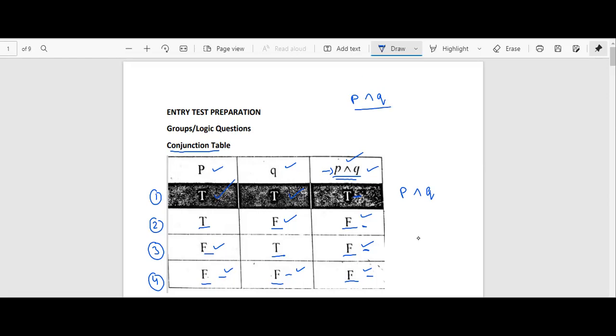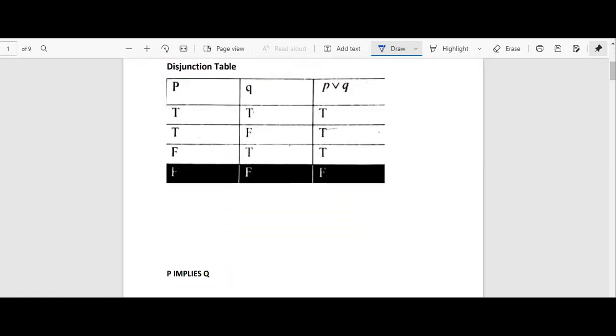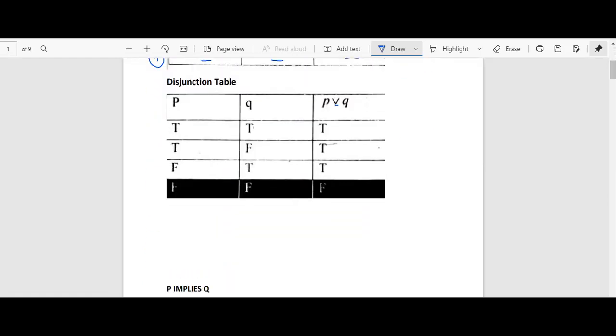Whenever we have this sign, we call it conjunction. And whenever we have this sign, we call it disjunction, right? So similarly, again here we have P, Q and P union Q. In sets, this statement right here is equivalent to this, right? This is why I'm calling it union, but it's just a logical statement, right? And these tables are used for solving questions.